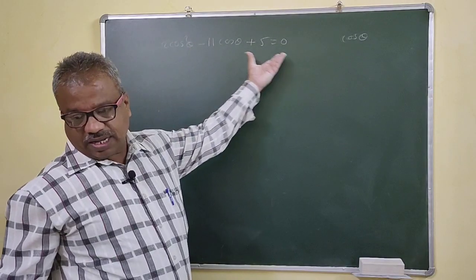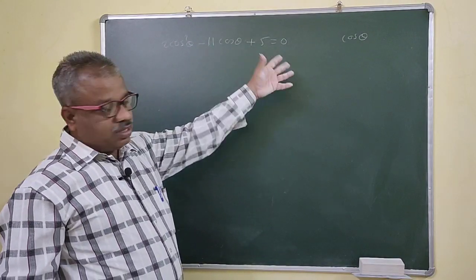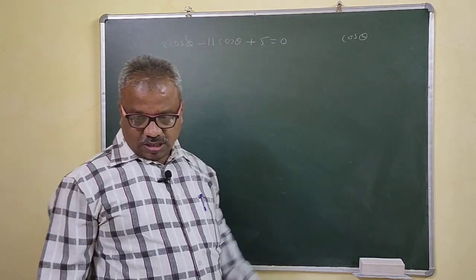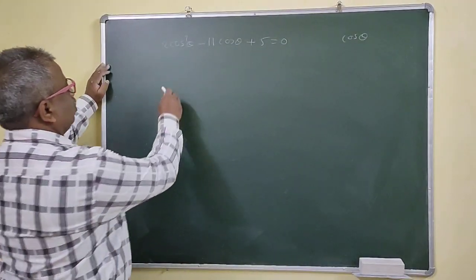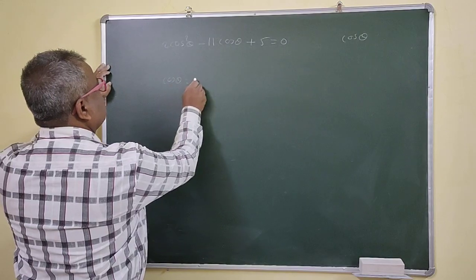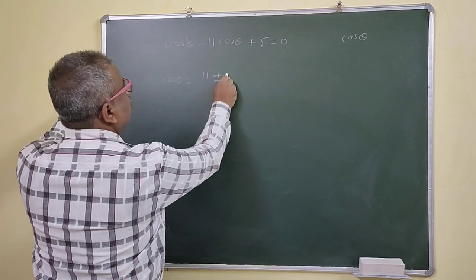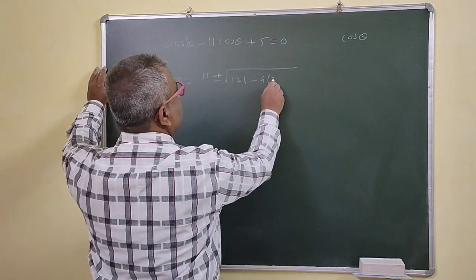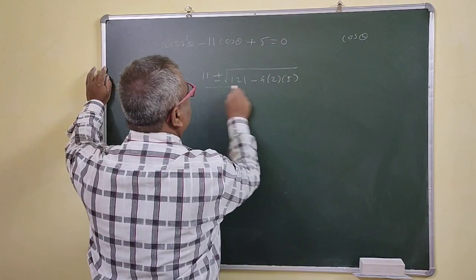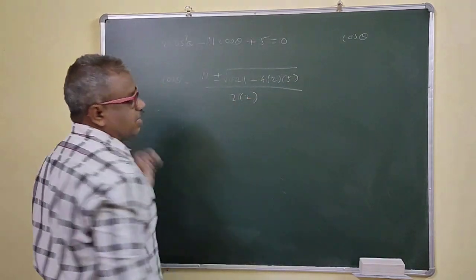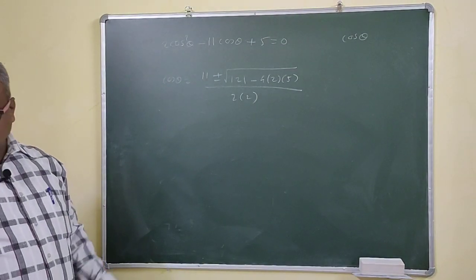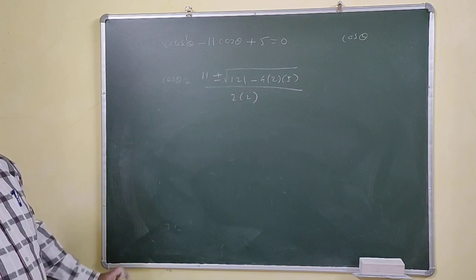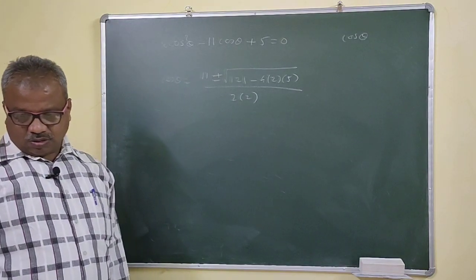Okay, solution. Given that 2 cos square theta minus 11 cos theta plus 5 is equal to 0. Now see, this is quadratic in cos theta. So you apply the formula to find the roots of the quadratic equation, that is minus b and so on, right? So cos theta is equal to 11 plus or minus square root of 11 square is 121 minus 4, a is 2, c is 5, upon 2a which is 2 into 2, right? Just say the formula and write the proper values of a, b, c. Don't write a, b, c.